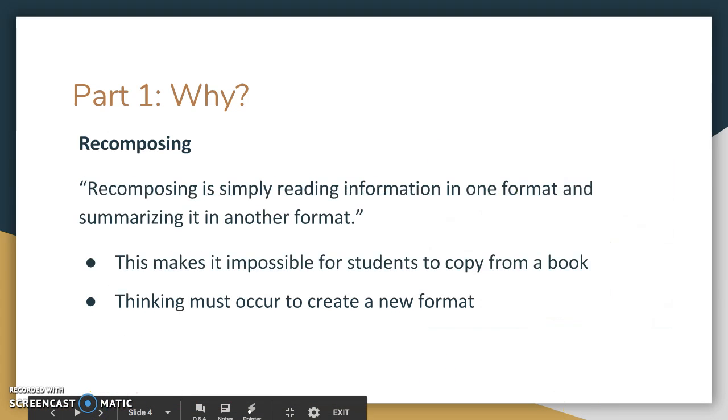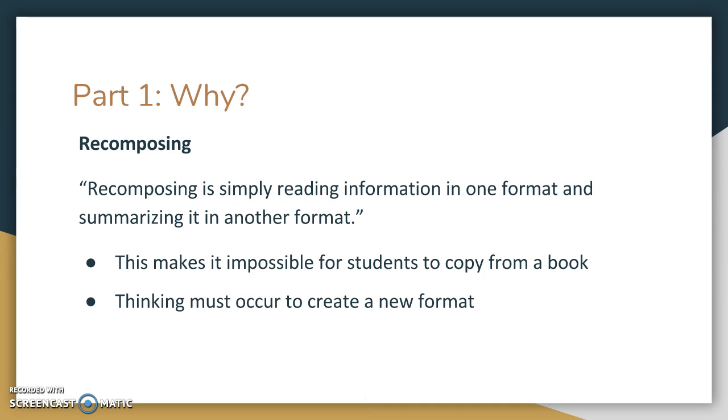So the big why for this, or why this can be good in the classroom, is because Mullen introduces the idea of recomposing. He says recomposing is simply reading information in one format and summarizing it in another format. So for example, let's say the book on dinosaurs that I got at the library, maybe I find some really cool facts about all the body parts of a T-Rex. So then I go and create a diagram of a T-Rex and I label all of the parts of the T-Rex. Then when I'm about to write my paper on T-Rex, I have that format to help me.